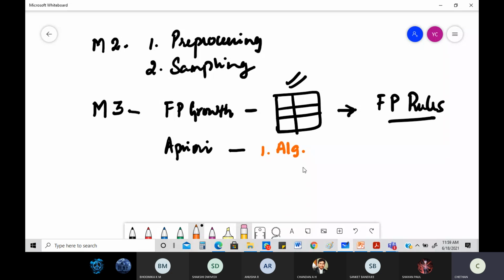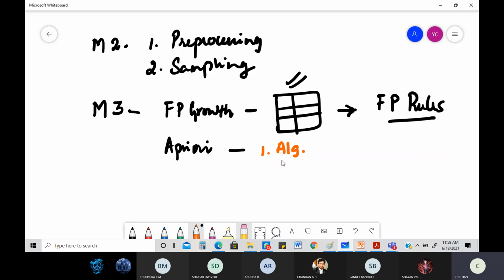The limitation is that you need to scan the database multiple times, and you need to keep on generating the candidate set every time. How do you overcome it? You overcome it using the FP growth algorithm, where it is done only once. Those things will be there in your Apriori algorithm question. Just writing the algorithm is very easy.